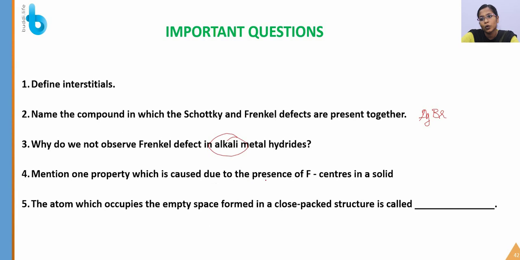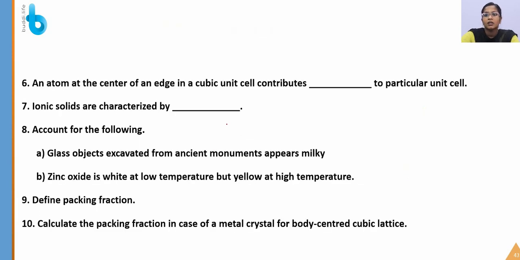And next is, mention one property which is caused due to the presence of F centers in a solid. So in the case of metal excess defect, color is the only factor we can observe, okay. Most of the substances will be colored, okay. And next is, the atoms which occupy the empty space formed in a close packed structure are called interstitials, right.